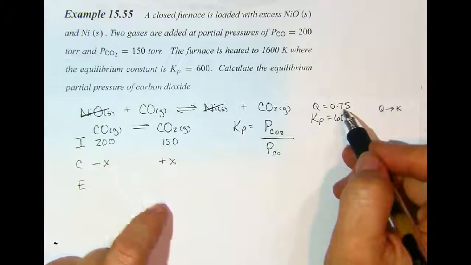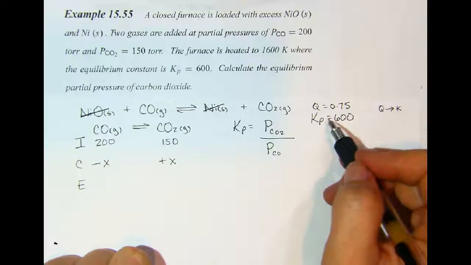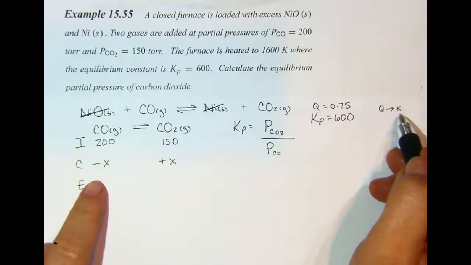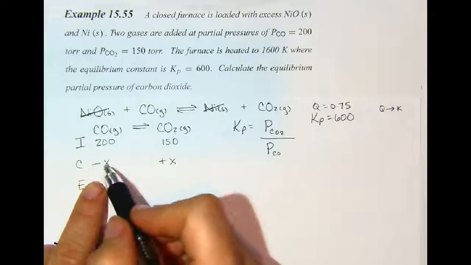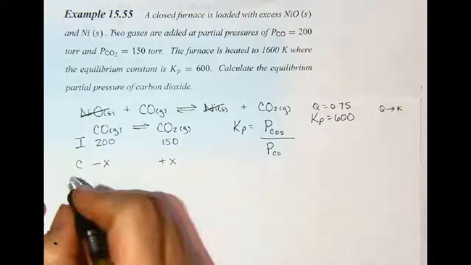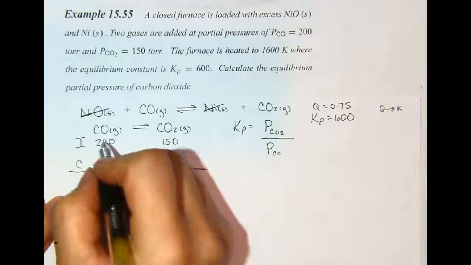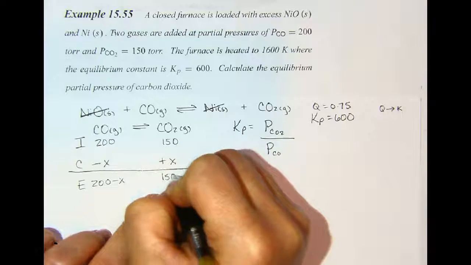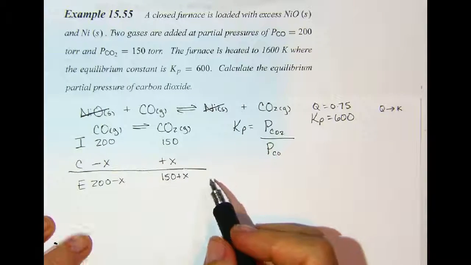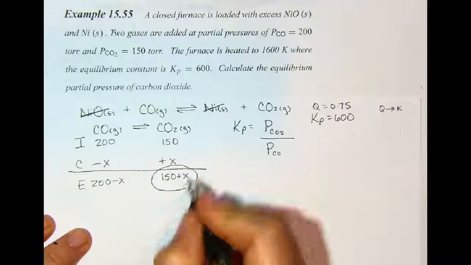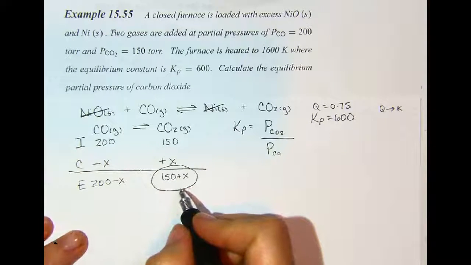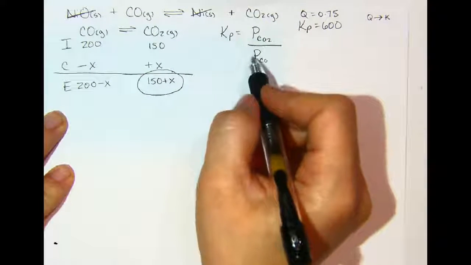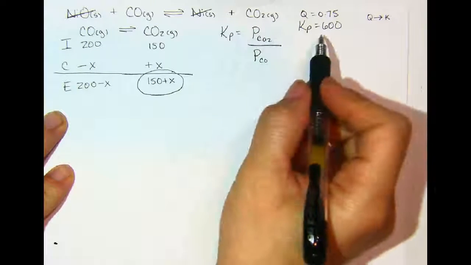150 divided by the 200, I get a Q of 0.75, which is much smaller than the K, and therefore the Q is moving towards the right to get to K, which means that the reaction is predominantly moving the product. So this is disappearing, this is appearing. Remember that the equilibrium is the I combined with C, so this is 200 minus x, and this is 150 plus x. And the goal is to figure out what is this value right here, but I need to know what x is first. So I'm going to plug in these two values in my equilibrium expression, knowing that the K is equal to 600.